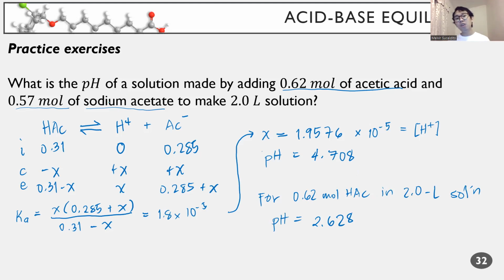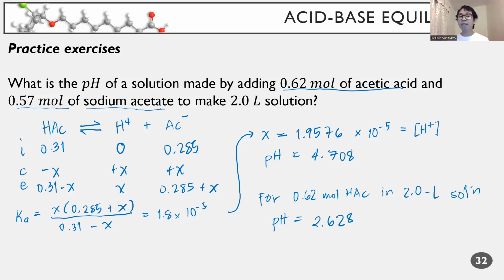Now, when you add sodium acetate, it will actually push your equilibrium back. It will favor the reactant side. That's why less H plus will be produced and so the pH will be higher. Also, you may think of it as the acetate ion reacting with the H plus, which is actually the same thing the Le Chatelier's principle says.